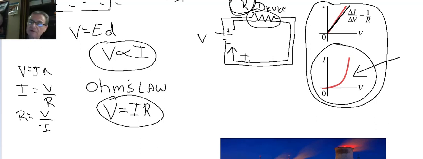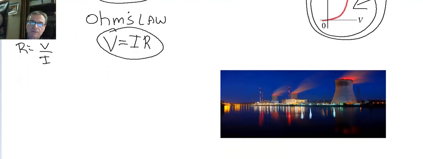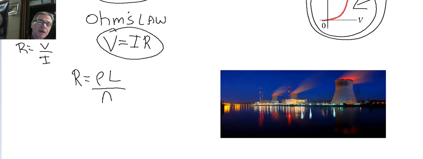Okay, so speaking of resistance, if I wanted to physically build a resistor, resistance is really a property of the type of material that we're talking about, okay? So resistance is equal to the resistivity of some material times the length of that material divided by the area of the material, okay?